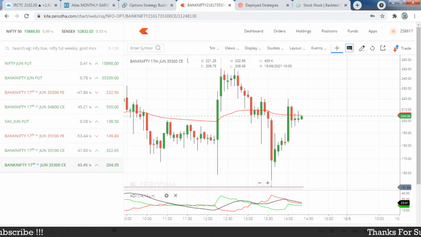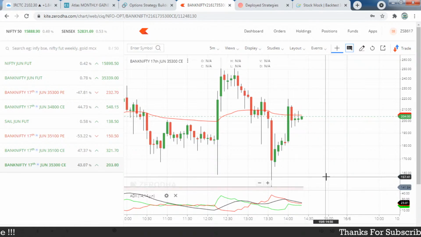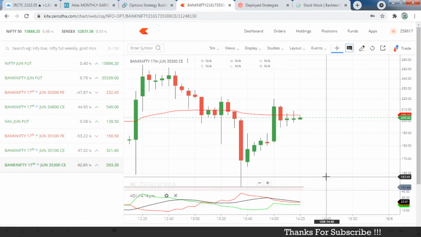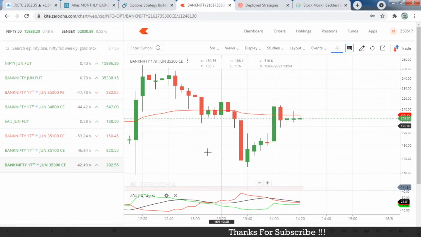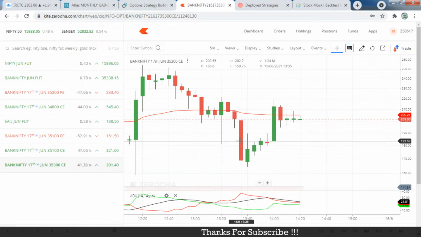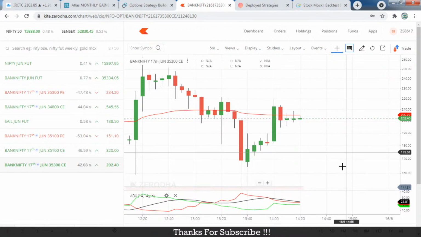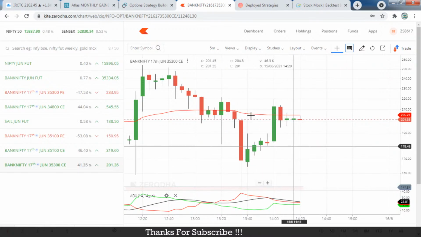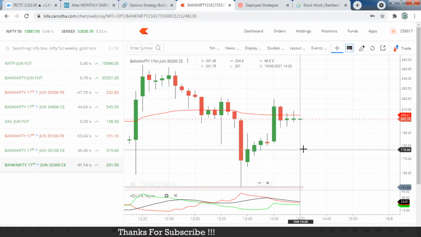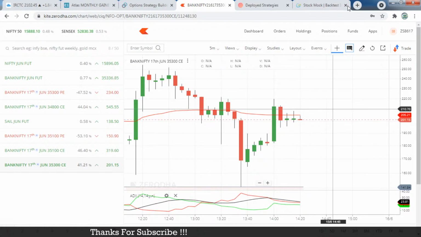Time is 2:20. Let's wait up to 2:30 and see how it gives a better result. The trade can wait, and I will exit this position later. I will hold this up to the intraday exit itself.